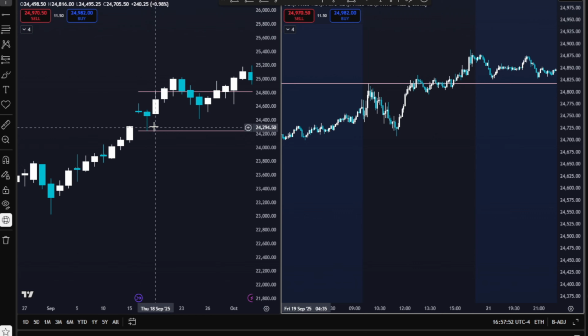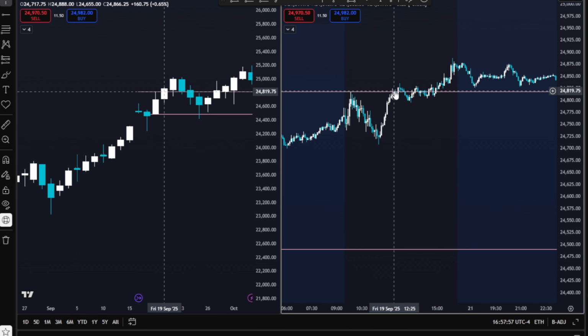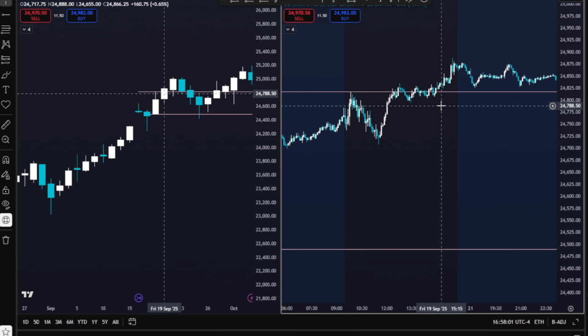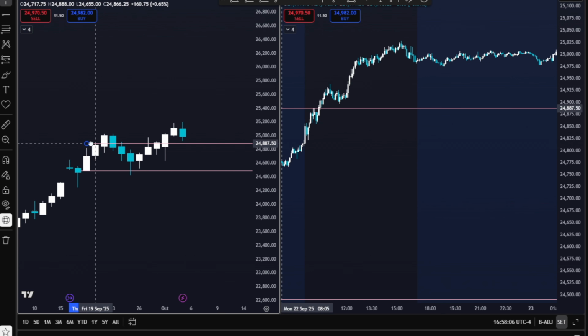Right. So same thing on this day as well. No trade as well. The breakout didn't happen until after 11:30, so we don't take any trade. Okay, next day.